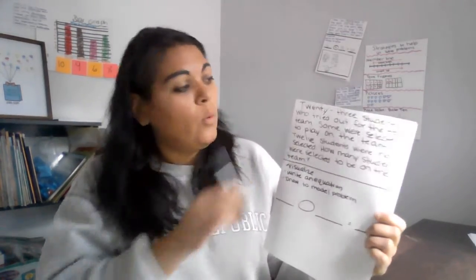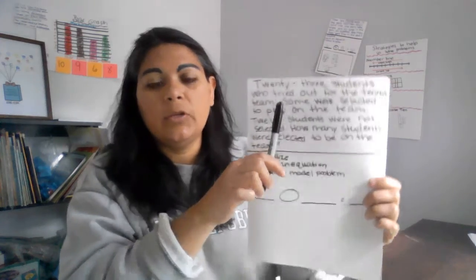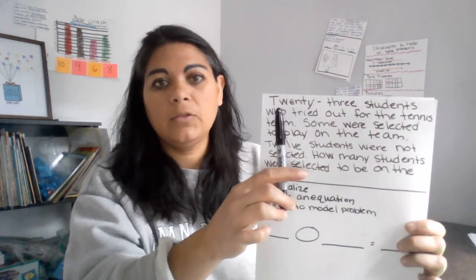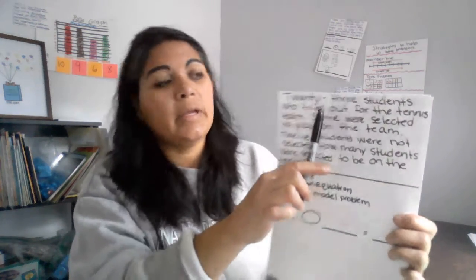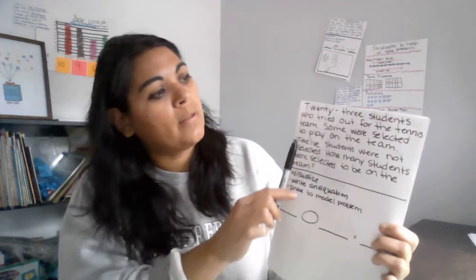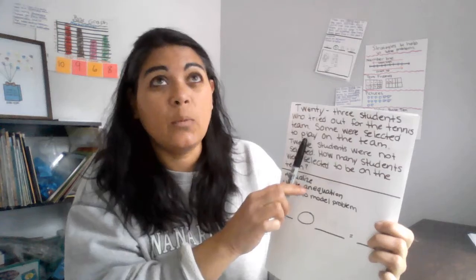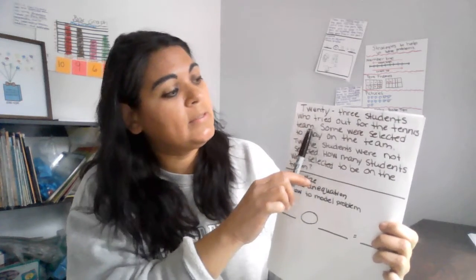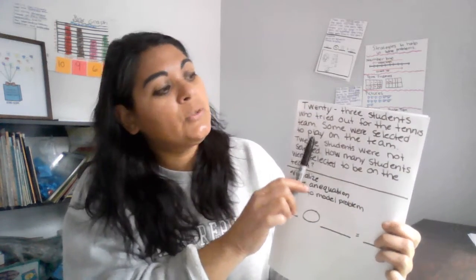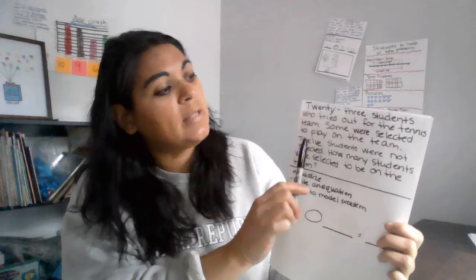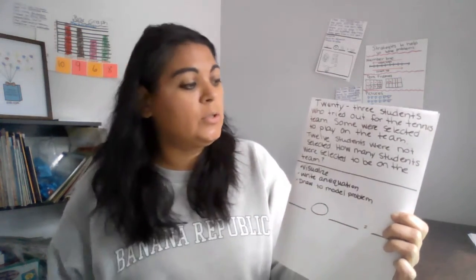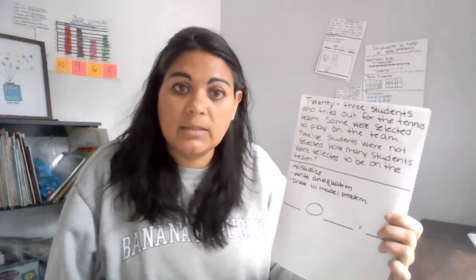Okay? Once again, I wrote, can you read that? I want you to give it a try. The number word. Okay? Very good. 23 students. There were 23 students who tried out for the tennis team. Some were selected to play on the team. 12 students were not selected. How many students were selected to be on the tennis team?